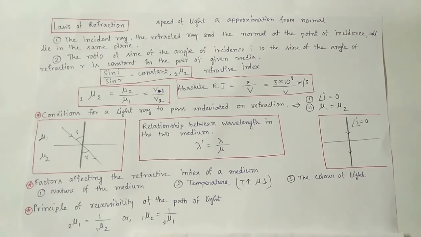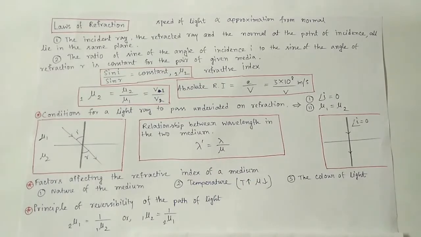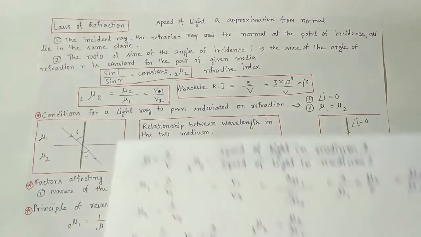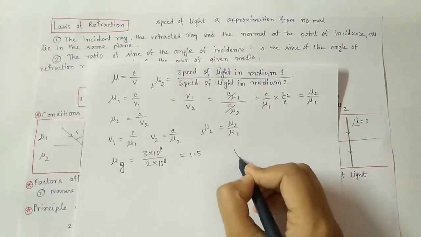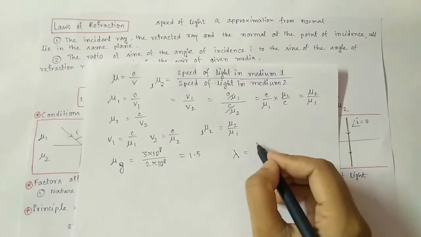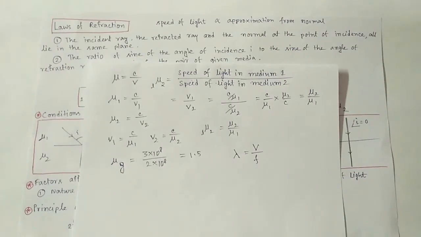Now, moving on to the second thing, the relationship between wavelength in the two media. Here you can see that lambda dash is equal to lambda by mu. What it means is that the wavelength of light is equal to velocity by frequency. The first one is wavelength. What is wavelength? It is the distance between successive crests of a wave, lambda. Actually, light moves in a waveform.